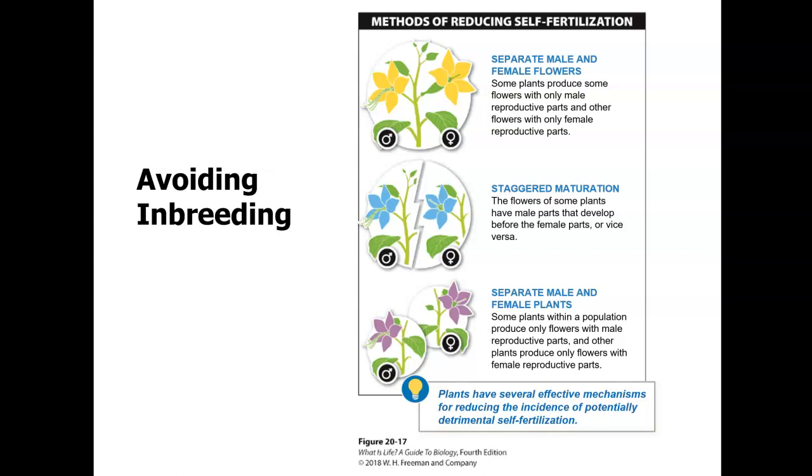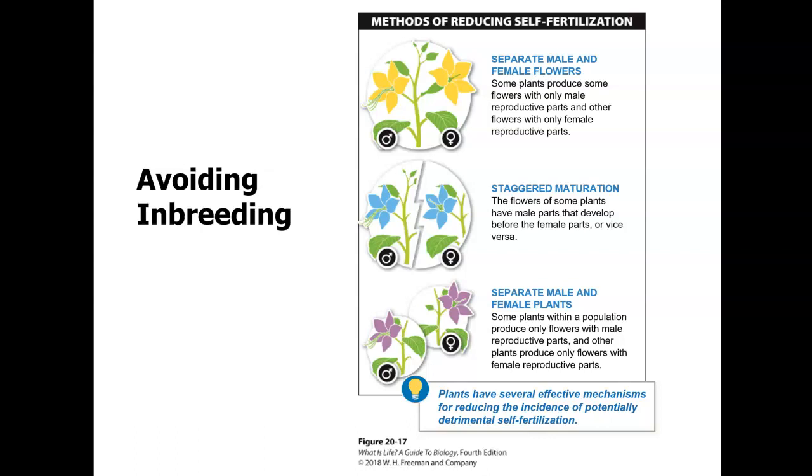Next way is through staggered maturation. So the flower of the same plants may have male and female parts that develop, but they're going to develop at different times. So when the female parts are ready, the male parts are not developed. And then when the male parts are ready, the female parts are not developed. So they develop at different times.